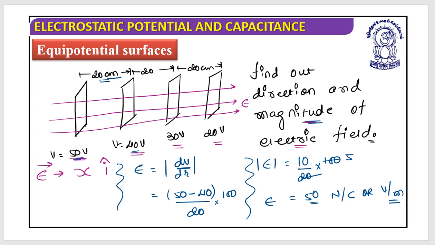So this is 50 Newton per coulomb or volt per meter. This is the value of the electric field. So what I can know is that the electric field is equal to 50 Newton per coulomb i cap.